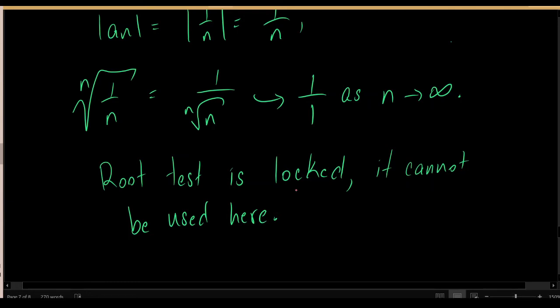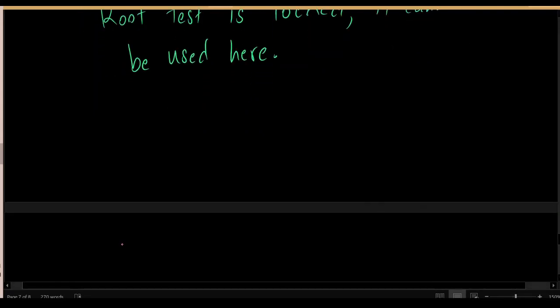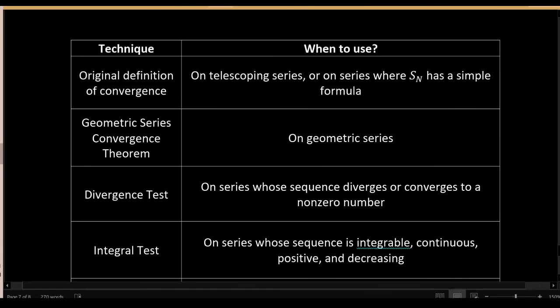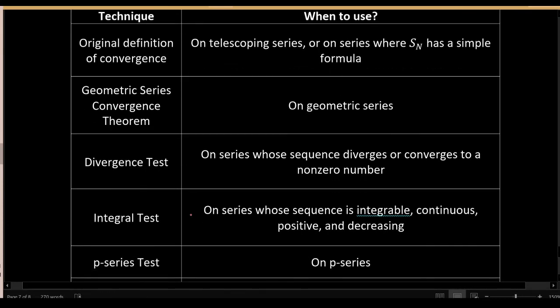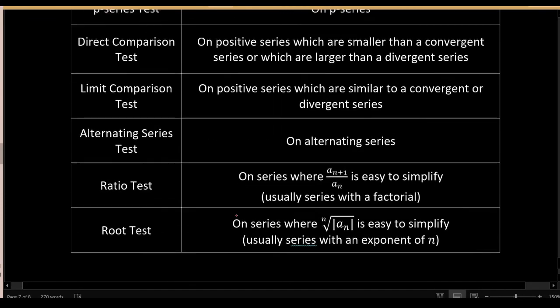All right, that concludes the tests that we will be covering in this class. Of course, this is not the full set of all possible tests that have been developed. This is just 10 that are relatively easy to apply, that are relatively broadly useful, that we have decided to focus on because of our time constraints. So here is the complete list of the tests and techniques that we have, and a description of the situations where it's most appropriate to use them.